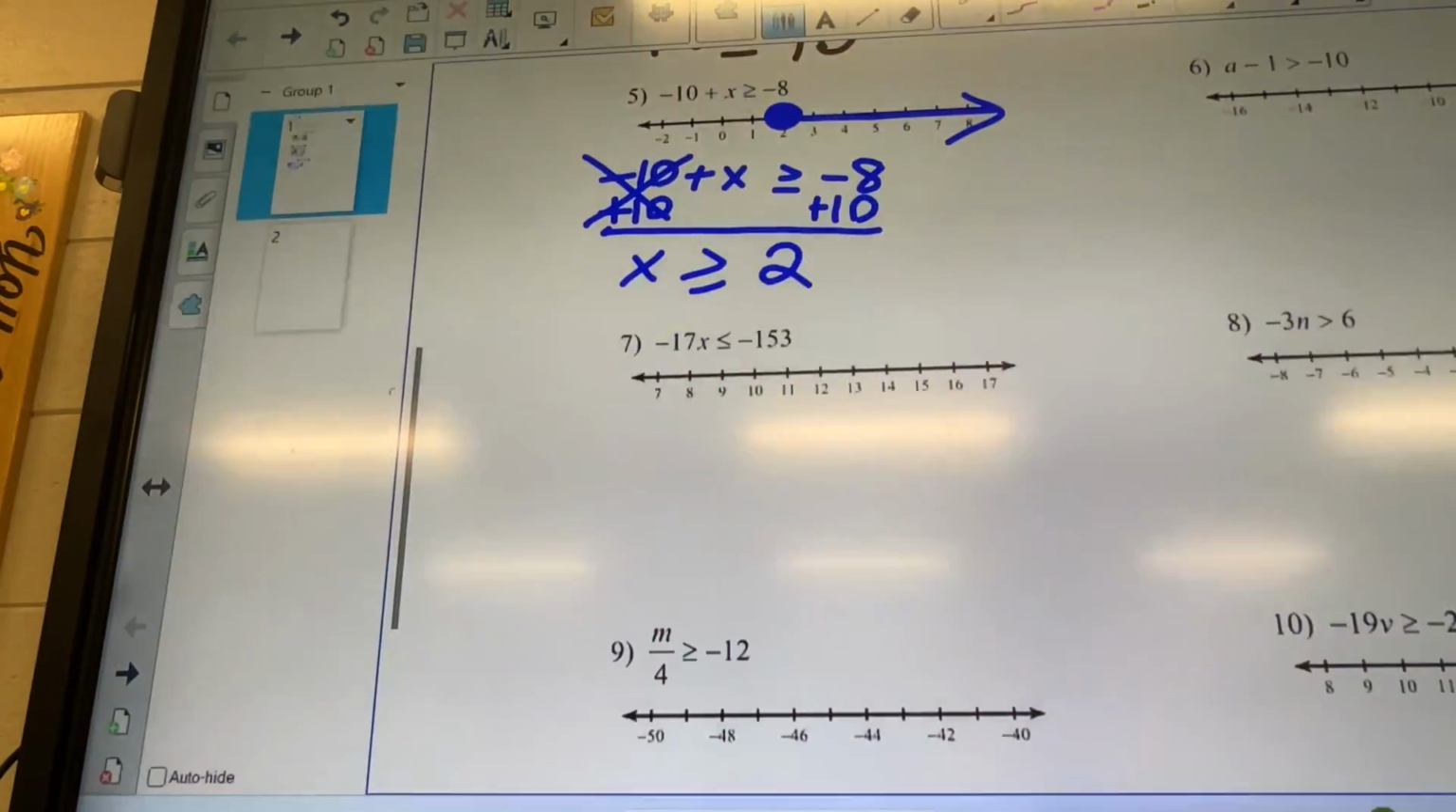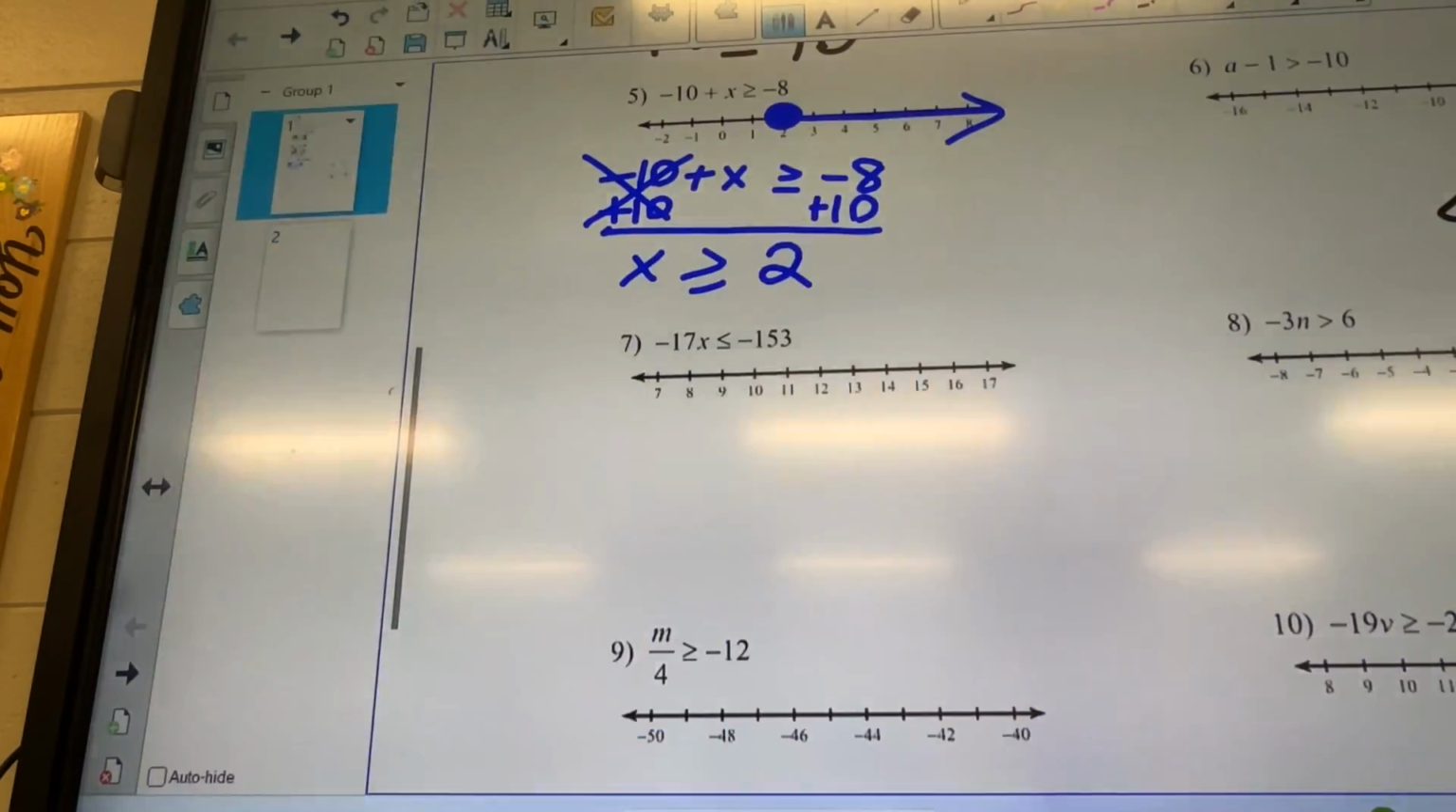Okay, look at number 17. Here's where the rules change just a tad. Here's the rule. If you multiply or divide by a negative number, we have to flip the sign. Here's what I mean by flip the sign. If the alligator mouth's going this way, then after I multiply or divide, it's going to be going this way. It switched from eating this way to eating this way. We never add or take away the line underneath.